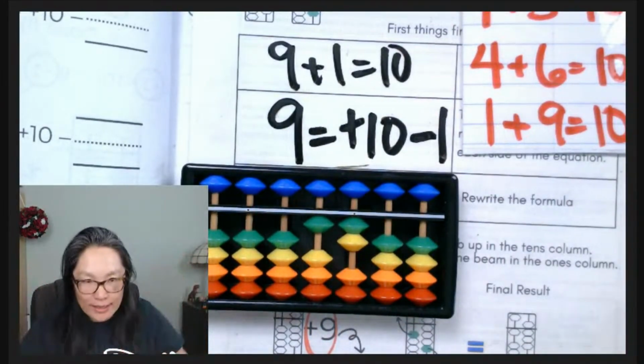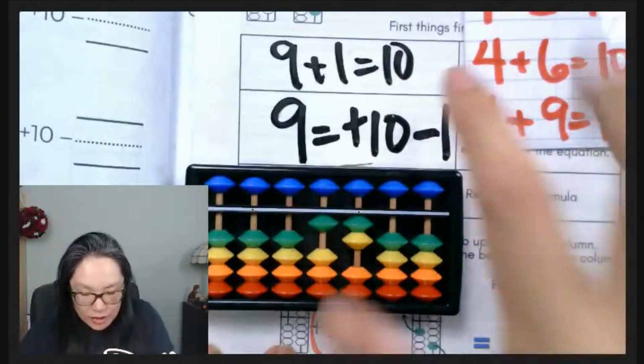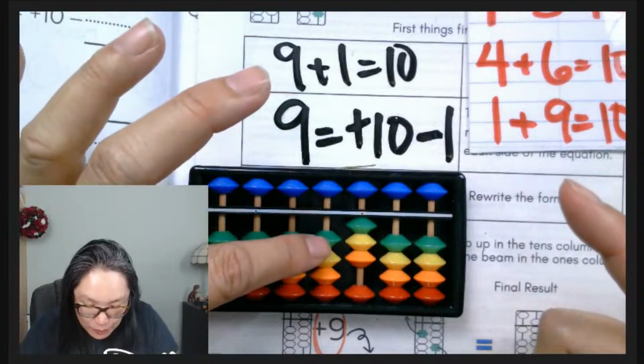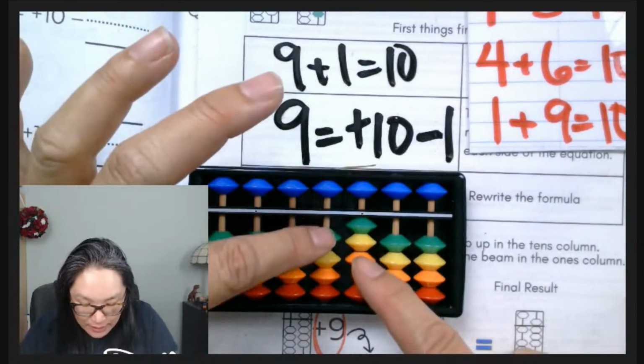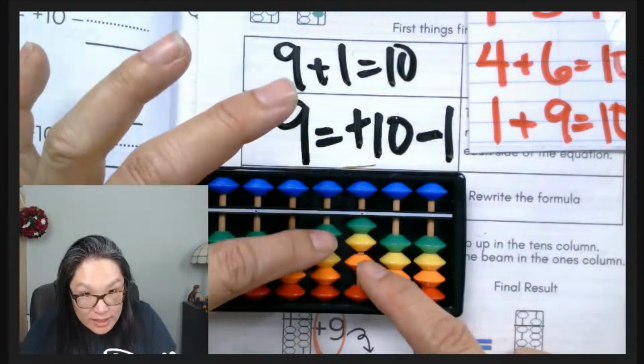There's nothing more to that. There's nothing about beating around the bush. It's just plus the 10 minus 1. And you'll notice when I add the 9, it's this and this. And this will always be the number pattern. So now you're going to see the number pattern.